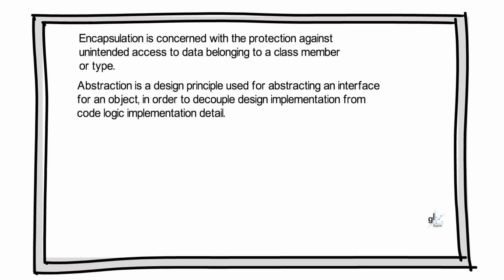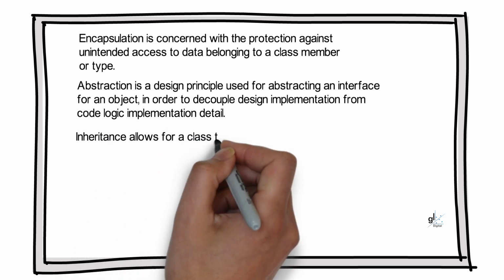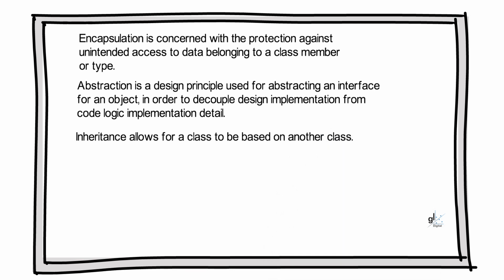In C#, abstract classes and interfaces can be used to implement this design principle. I won't go into too much detail regarding the principles of inheritance and polymorphism, because these principles will be explored individually in detail in upcoming tutorials. Very basically, the principle of inheritance allows for a class to be based on another class. The class based on another class is known as a derived class. The class on which the other class is based can be referred to as the base class. In C#, an abstract class is a class that cannot be instantiated directly.